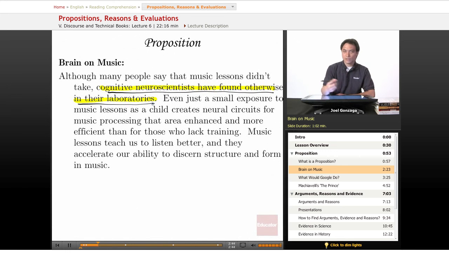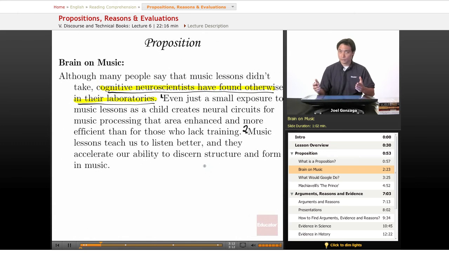Now notice he is kind of phrasing this in a negation, so maybe that might not be the best place, but we could also say our evidence here is this right here, and I'll just try one point for the evidence. Even just a small amount of exposure creates, etc., etc. And then music lessons teach us to listen better, etc., etc. So in this case, I have one proposition here that's underlined.